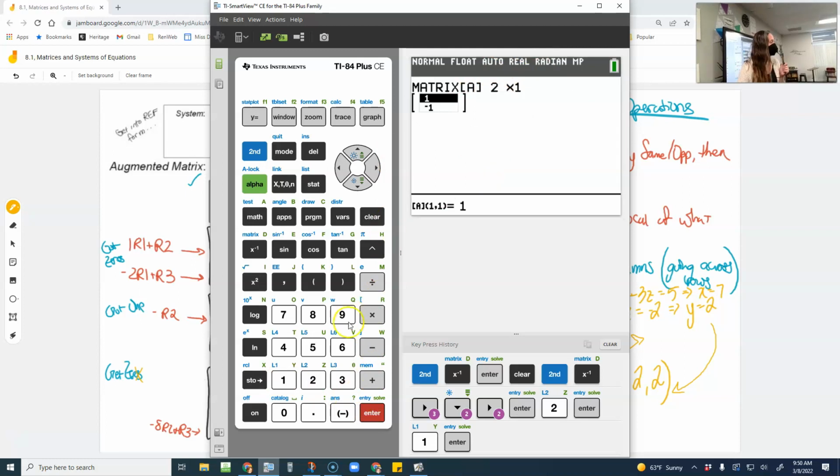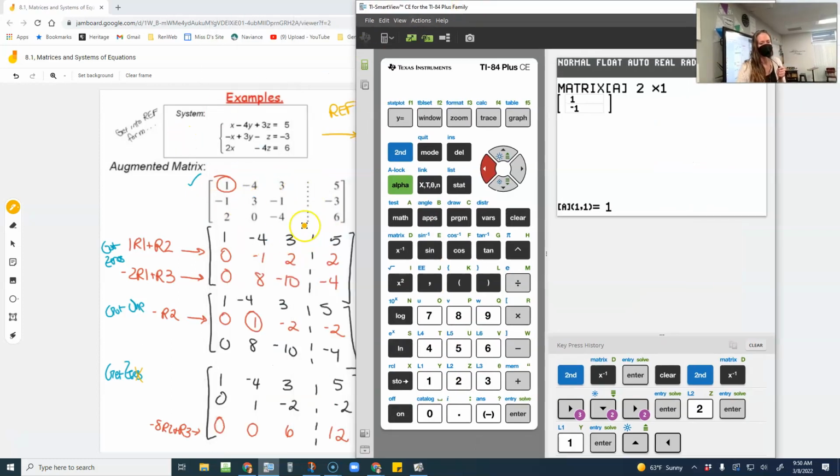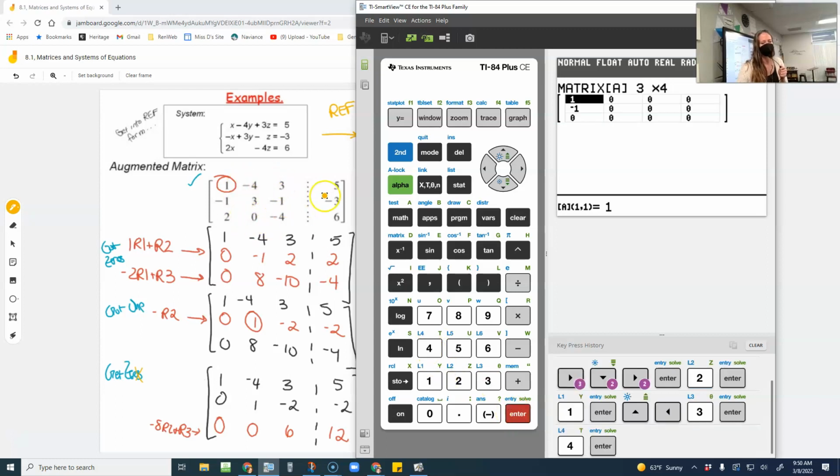What does this do? Oh, it's the rows by column. So this is telling it what size to make it. So what size are we going to make this augmented matrix? 3 rows by 4 columns. It's a 3 by 3 coefficient matrix with an extra column for solutions. Now what do you have to do? Input.